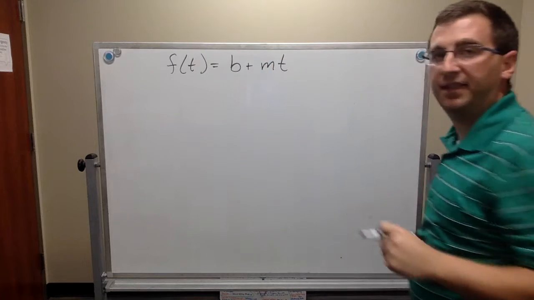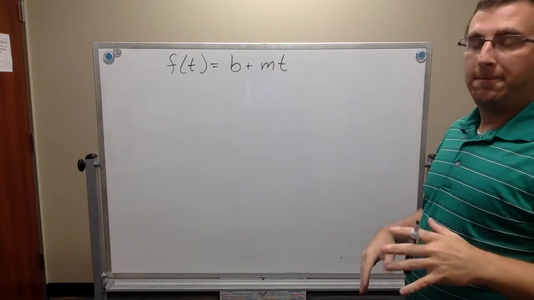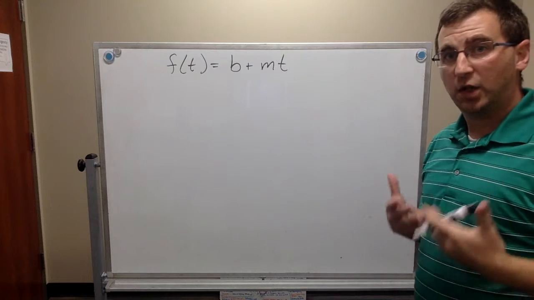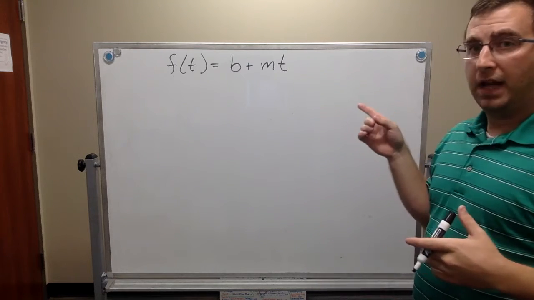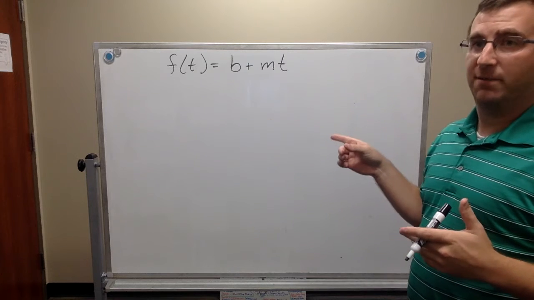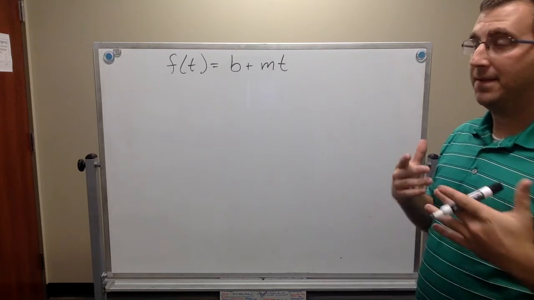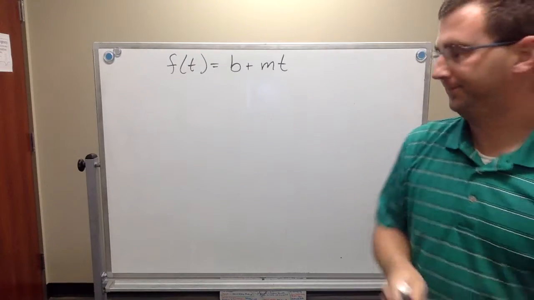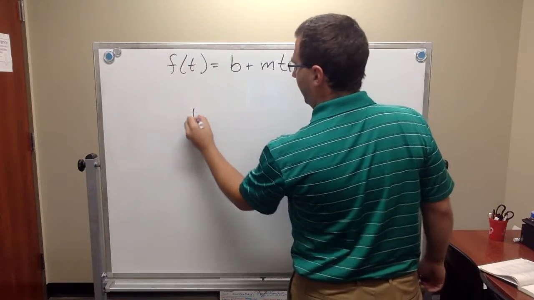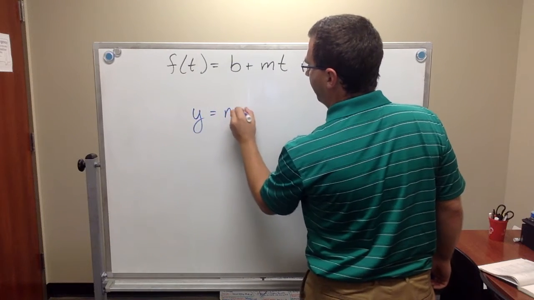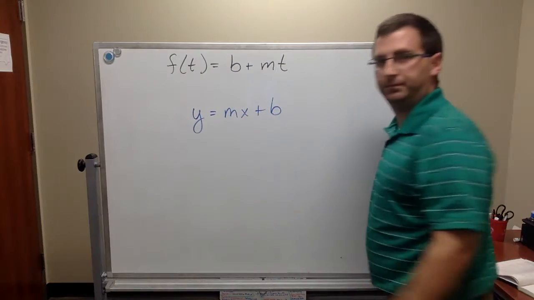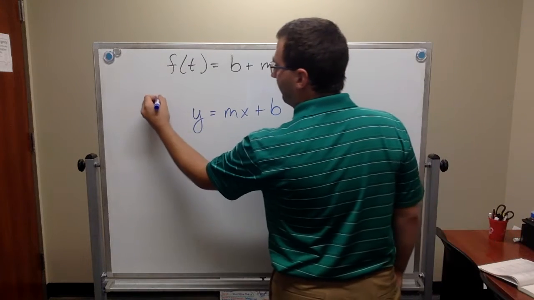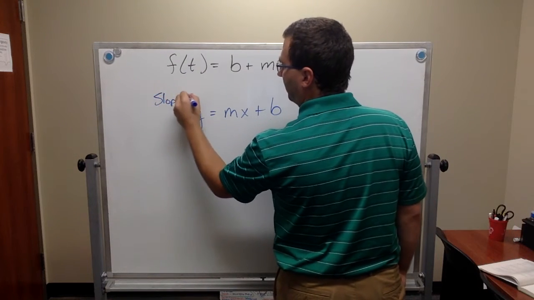equals b plus mt. Well, in this section, we're starting to deal with equations in slope-intercept form. I guarantee you probably have never seen that form before. You probably have seen other variations, such as y equals mx plus b. That's the traditional slope-intercept form that most students are familiar with.